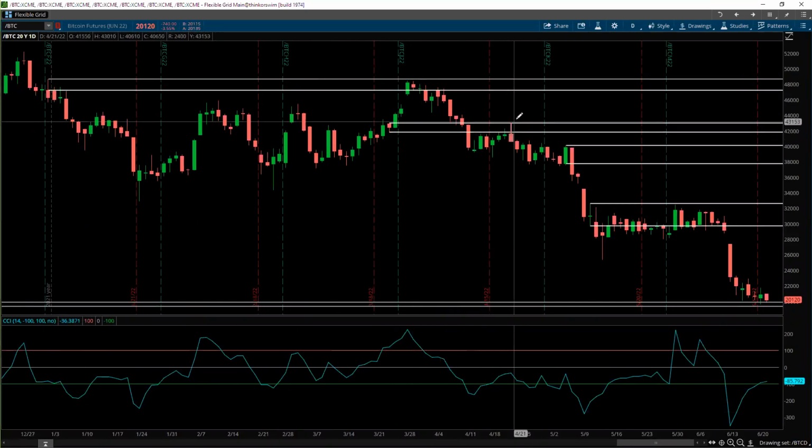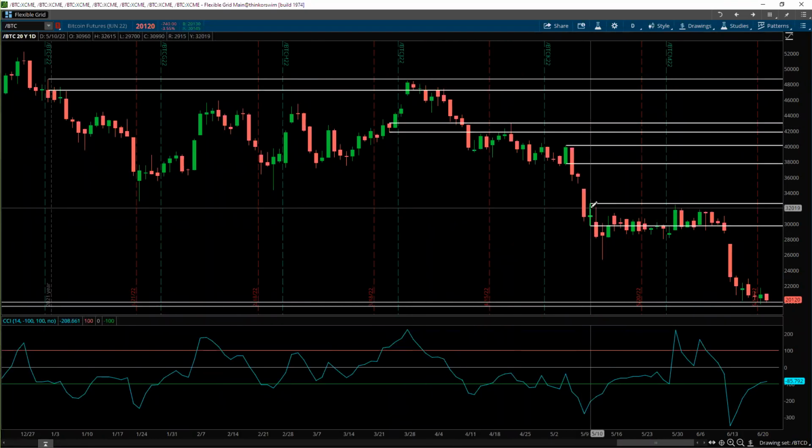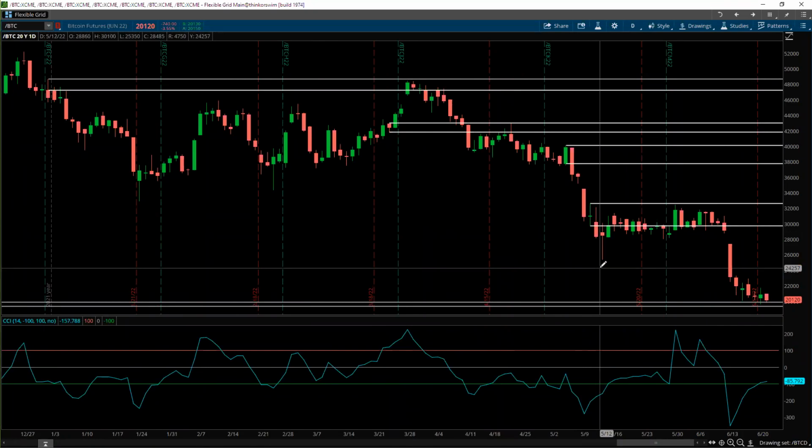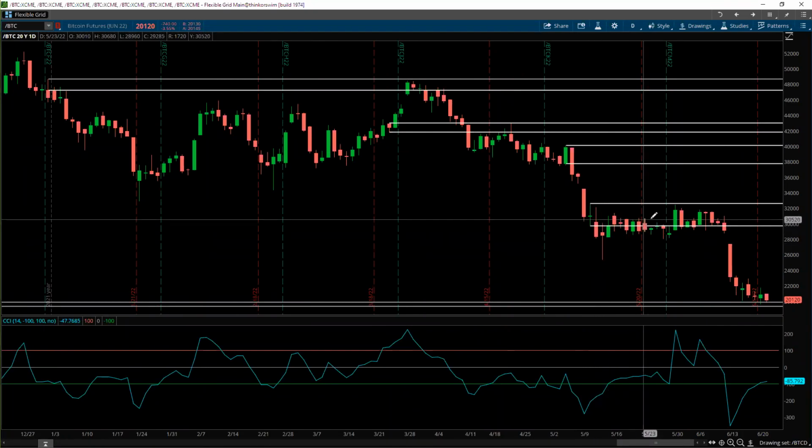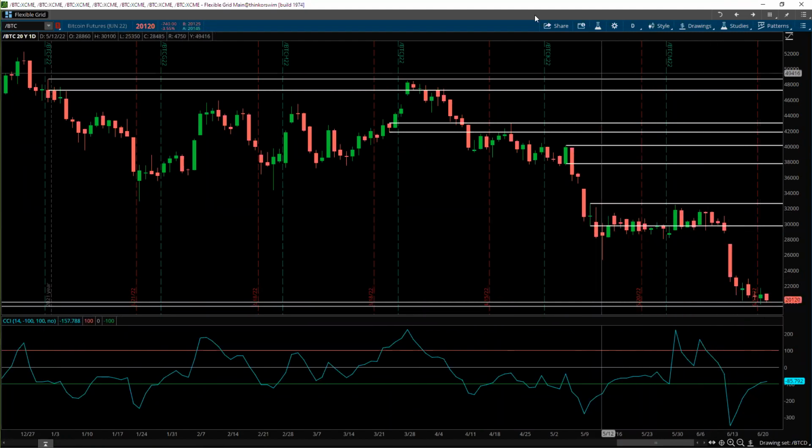And you can see again, all these levels, how they're drawn. This was demand, broke down, becomes supply. Why is this supply? Because it tried to go up and failed. So there's people trapped here buying and it goes down. So when it comes up, they sell and then they don't go above this area. So you have to understand where these levels are.